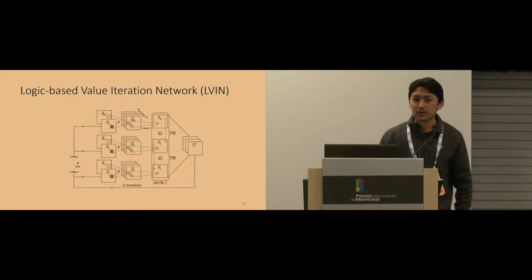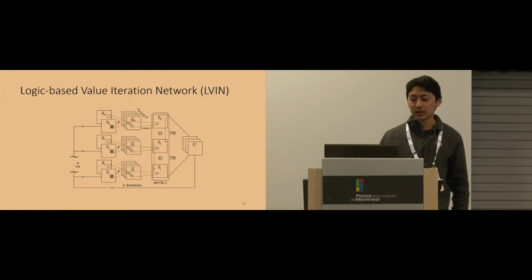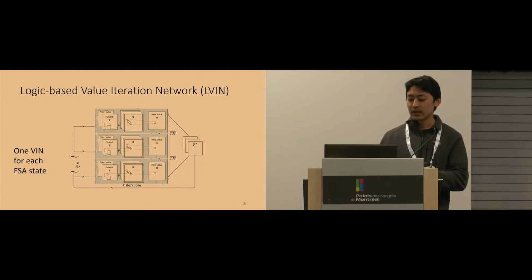So this is our architecture. We call it logic-based value iteration networks, or LVIN. There are two ways that this differs from the normal value iteration network. One is that we essentially have a value iteration network for every logic or FSA state.